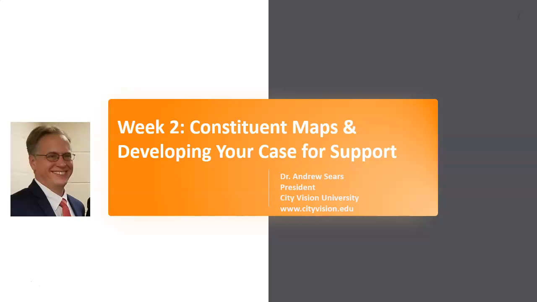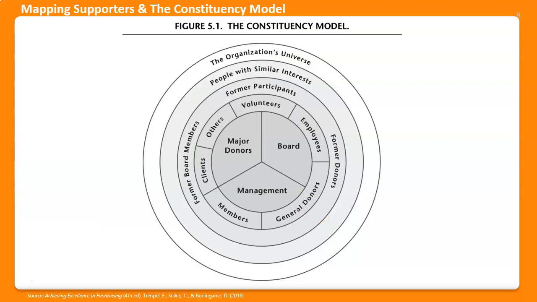So let me just talk a little bit about what the constituent map assignment is about. The idea, and this is a diagram that comes out of the book, is you want to have different concentric circles, right? And at the core, you want to list who are your strongest supporters, right? So this is the leadership of the organization or the management, your major donors, and your board, right?